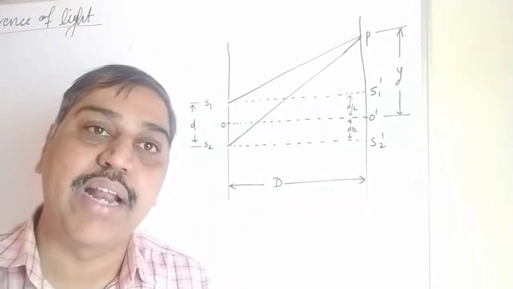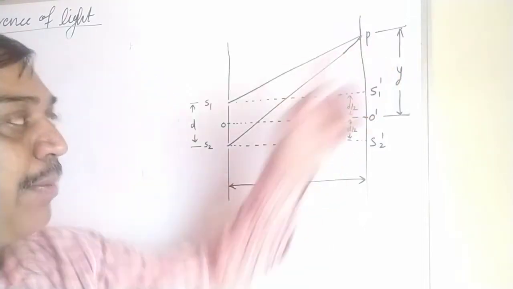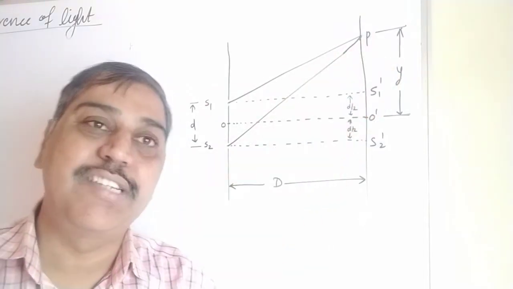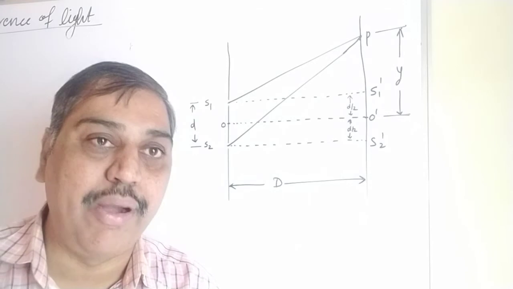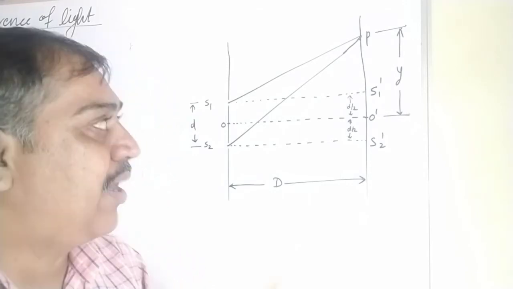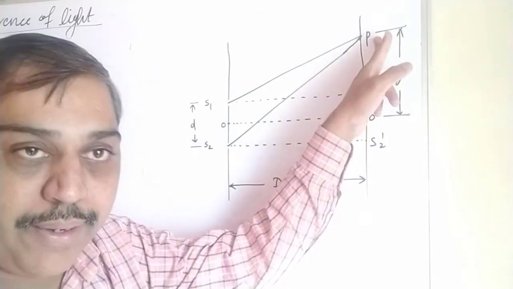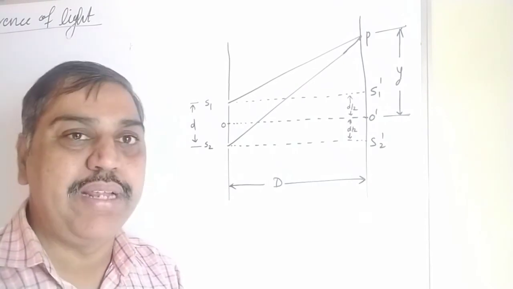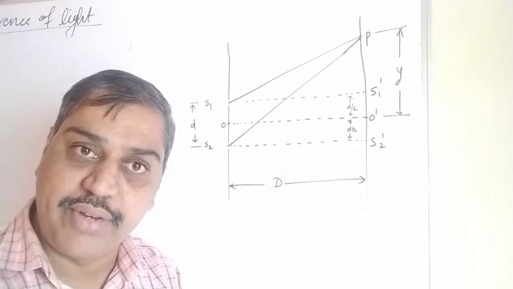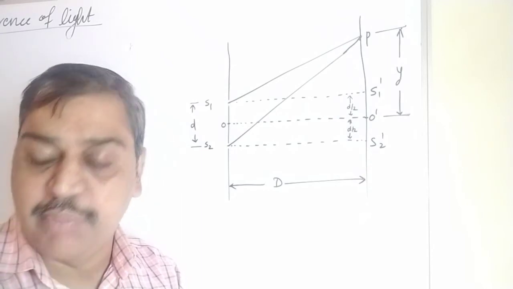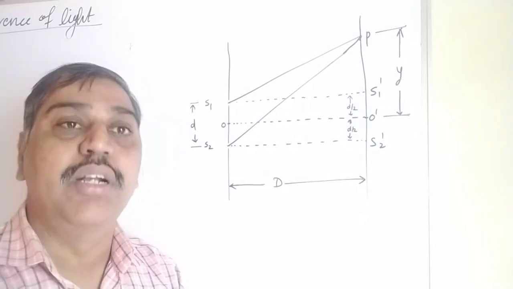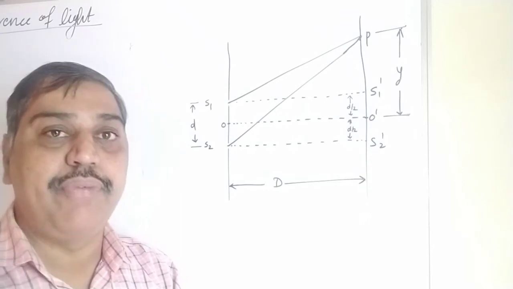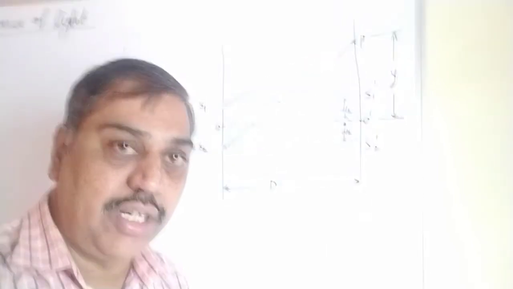Now we have to determine what? When this point P becomes a bright point, when this point P becomes a dark point, that we have to learn. So point P may be a bright point, may be a dark point. And now we have to draw the conclusion for what condition point P is a bright point, where constructive interference occurs, and for what condition point P is a dark point, where destructive interference occurs. That we have to find out under this topic. So let's start with this.